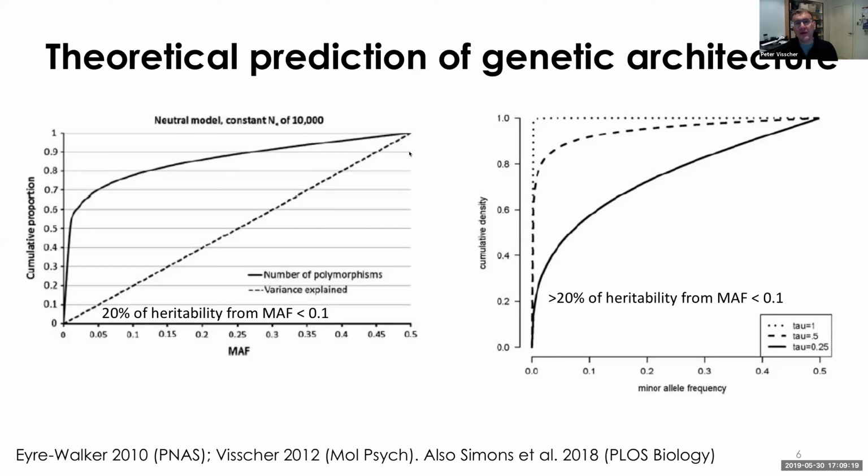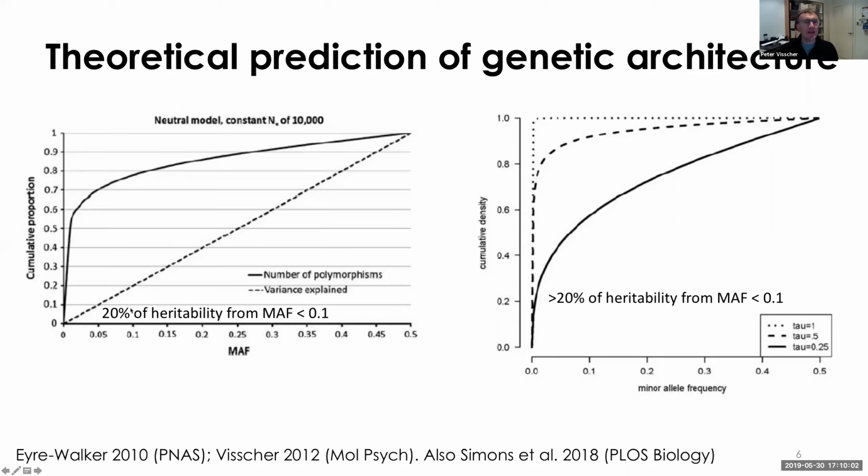This simple model makes a simple prediction that we can test empirically, because it would first of all suggest that most of the causal variants are actually rare. This is the cumulative proportion of genetic variation, and the genetic variation contributed by the causal variants is linear in the minor allele frequency, which is here on the x-axis. What does that mean? Under this simple model, for example, 20% of heritability would be contributed by causal variants with a minor allele frequency less than 10%.